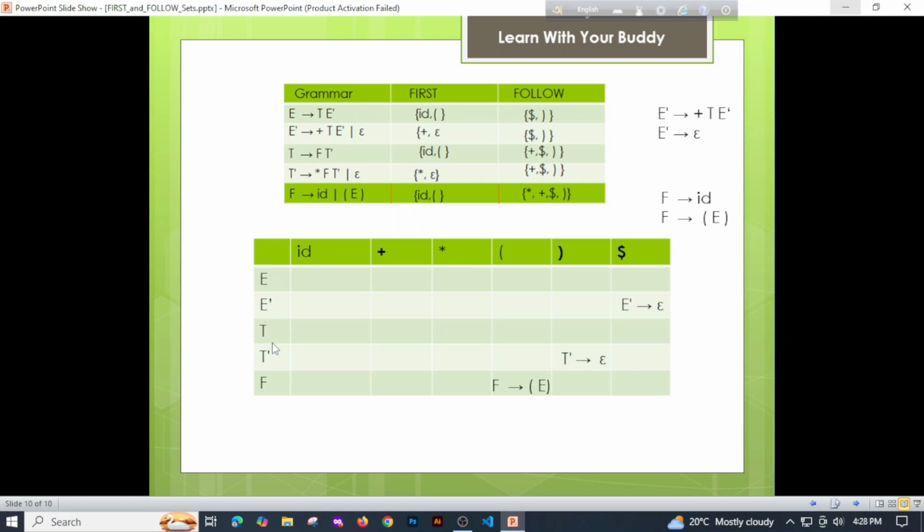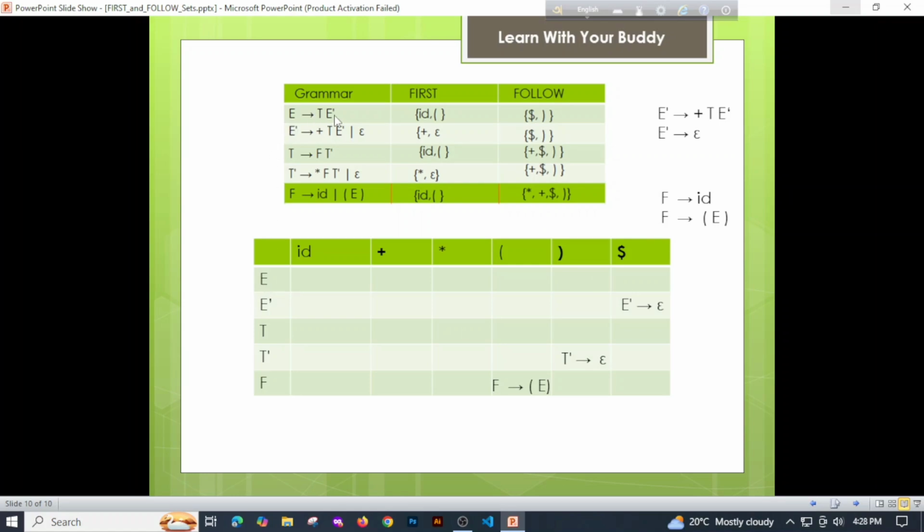In the upper line where the id, plus and those things are written, those are the terminals. The terminals we had in our first and follow, we are just writing those in here. So here we have at first E arrow T E prime. Now where will we write that grammar? In the id section, or in the plus section, or in the multiplication section, or some other section?